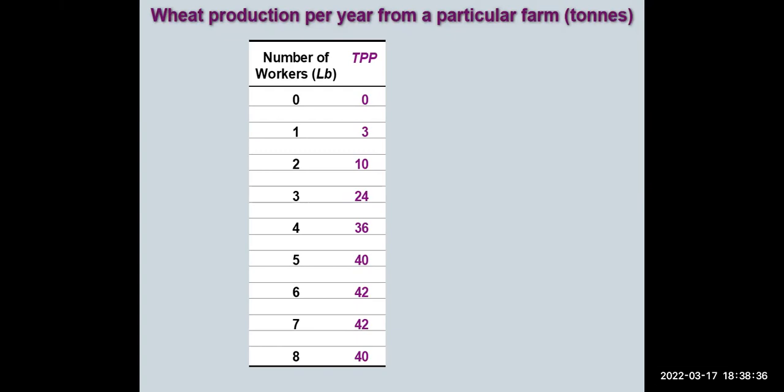Then the fourth labor added 12 more. Then the fifth labor added, say for example, 4 more. And the sixth labor added just 2. And the seventh labor didn't add anything. The eighth labor decreased the total production.